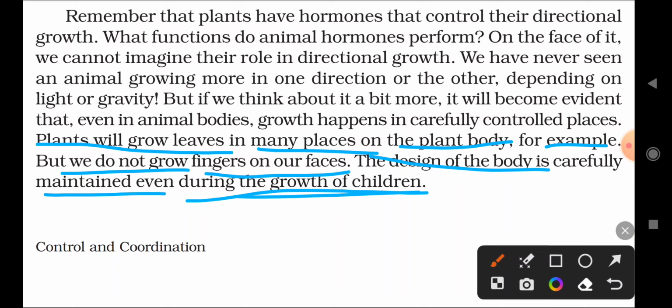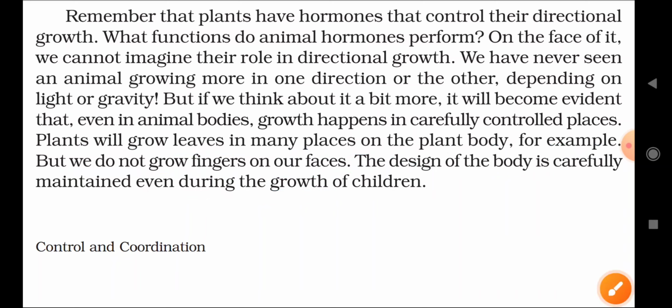And we can observe that the animal body does not suddenly get older. It gradually becomes an adult, and after that it becomes older, right? So it is gradually increasing. So it is not directional growth, and it is a controlled, maintained growth of an animal body, right?